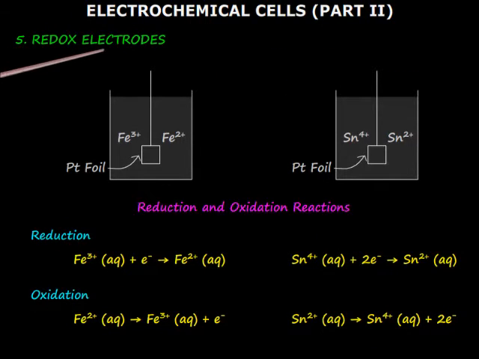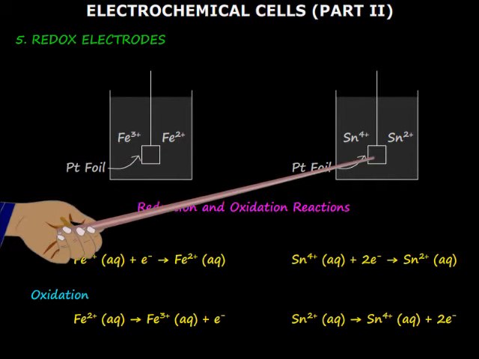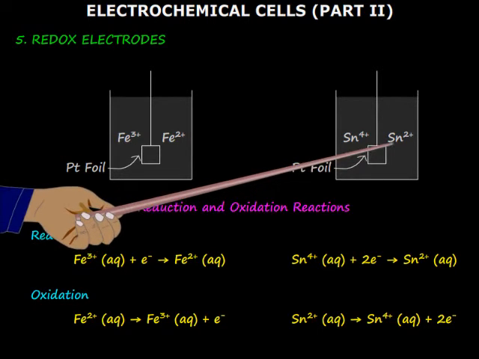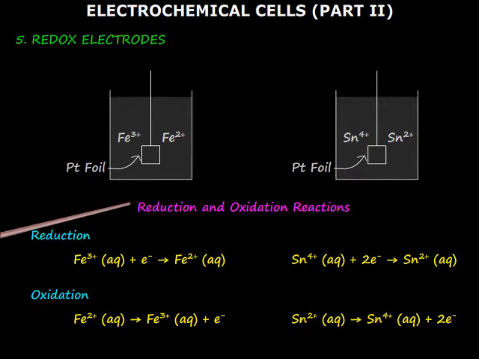Number 5. Redox electrodes. It contains an inert electrode dipped in a solution of two salts of the same cation but in two oxidation states. This electrode is dipped in a solution containing both ferrous and ferric salt, and this one is dipped in a solution containing both stannous and stannic salt. The redox reactions are like this.